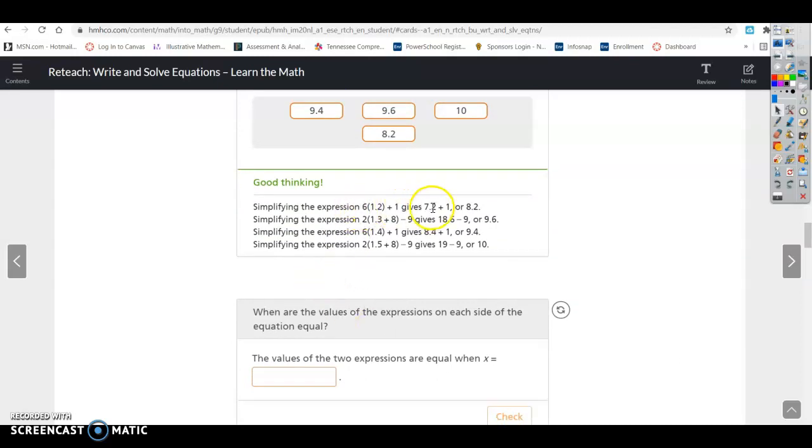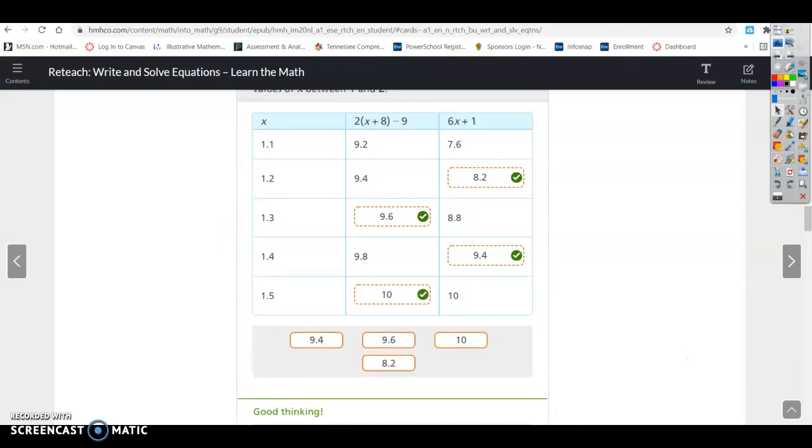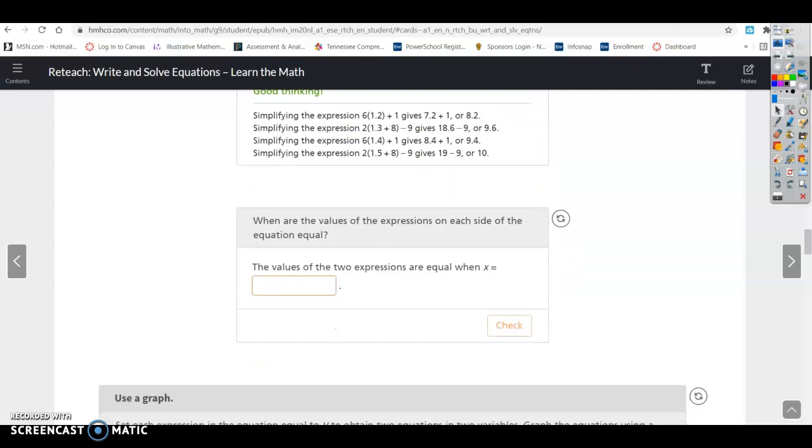Again, here below, it's going to show you how you can simplify those numbers when substituted in the expression. Now if we look at this, we were trying to see when they got close. So these values seem to be getting closer and closer. When we substitute 1.5 into this expression, we get 10. And when we substitute 1.5 into this expression, we get 10. So we know that when we substitute 1.5, we're going to get the same y value.